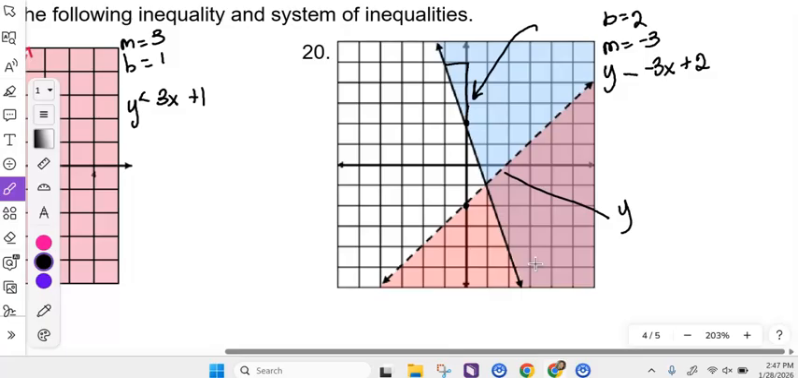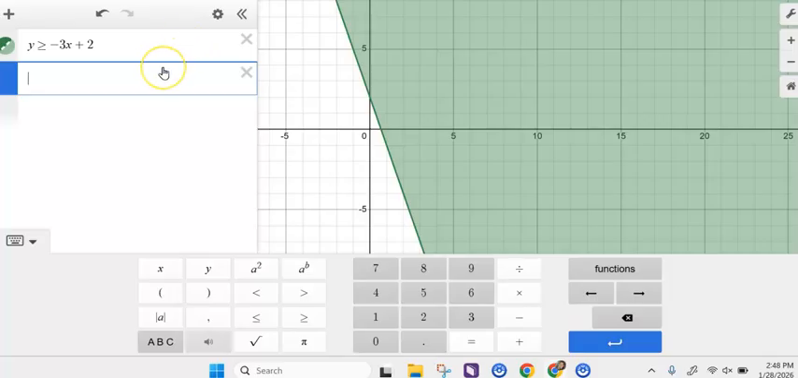So that would be y. We have our slope and our y-intercept is -2. It goes up 1 over 1, so my slope is 1, so I have x minus 2. It is not a solid line, so it is not an or equal to. So I'm going to put this over here, my graph.